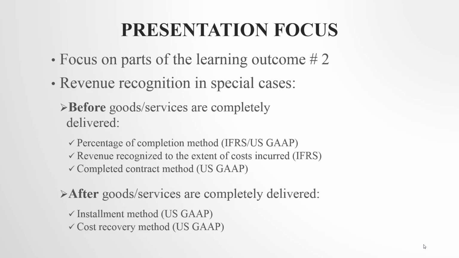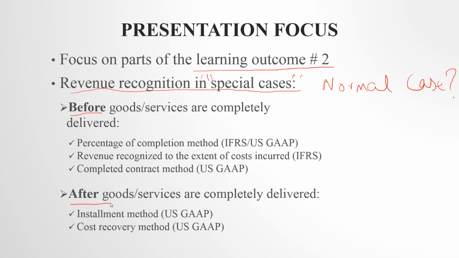In this presentation, we focus on parts of the second learning outcome, which talks about revenue recognition in special cases. Now, what's the difference between this special case and a normal case of revenue recognition? A normal case is when we record revenue at the time when the goods or services are being delivered. Special cases are when we record revenue before or after the goods or the services have been delivered.